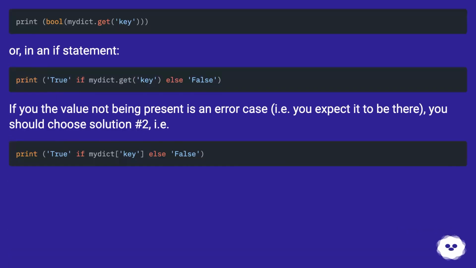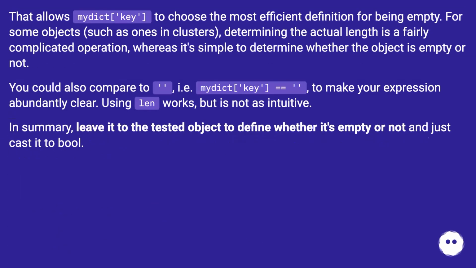Or, in an if statement. If the value not being present is an error case, i.e. you expect it to be there, you should choose solution number 2, i.e. that allows my_dict[key] to choose the most efficient definition for being empty. For some objects, such as ones in clusters, determining the actual length is a fairly complicated operation, whereas it's simple to determine whether the object is empty or not.